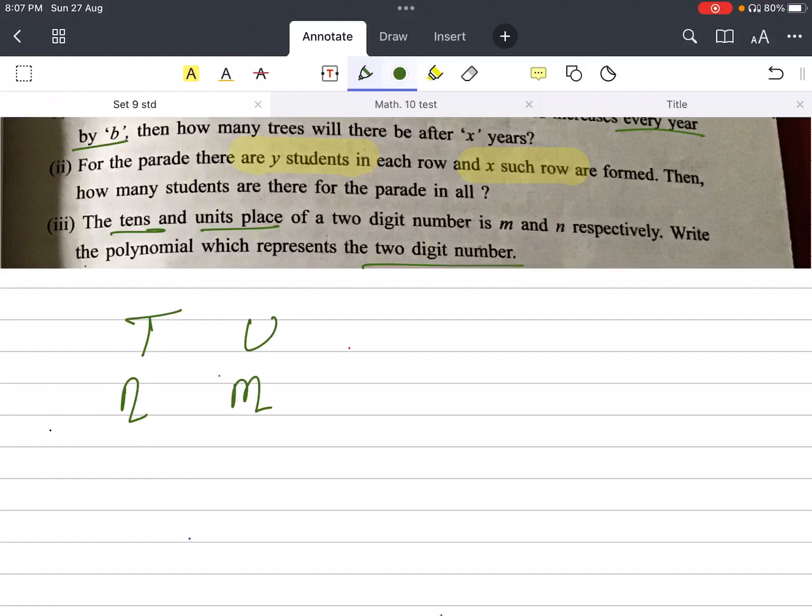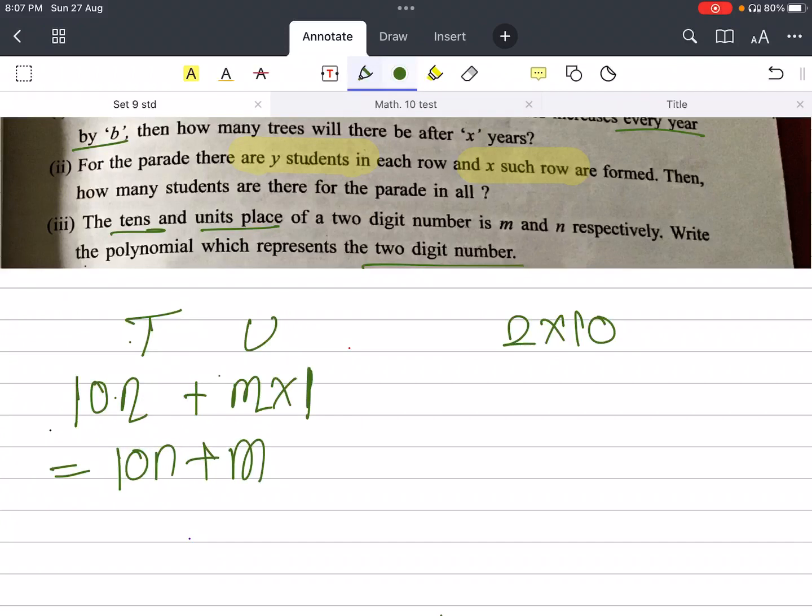अगर मान के चलो tens place पे दो है तो two tens are 20 हो जाता है. So obviously this is at a unit place, which means we have to multiply this by 1, plus this is at a tens place, which means we have to multiply it by 10. So 10n. So your answer is 10n plus m. This is the polynomial, this is the answer.